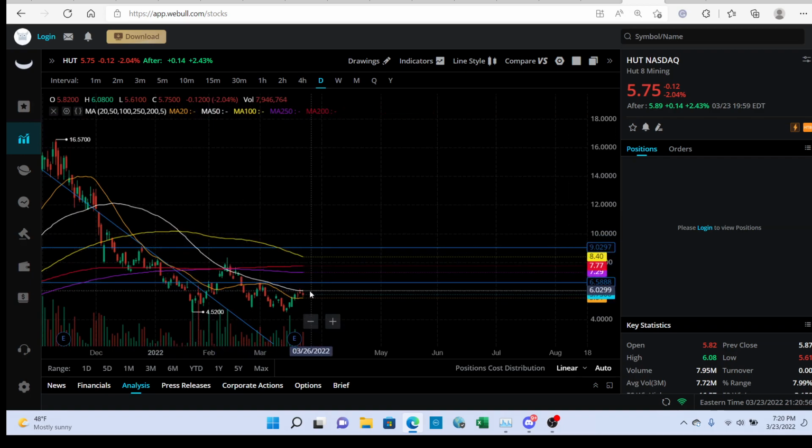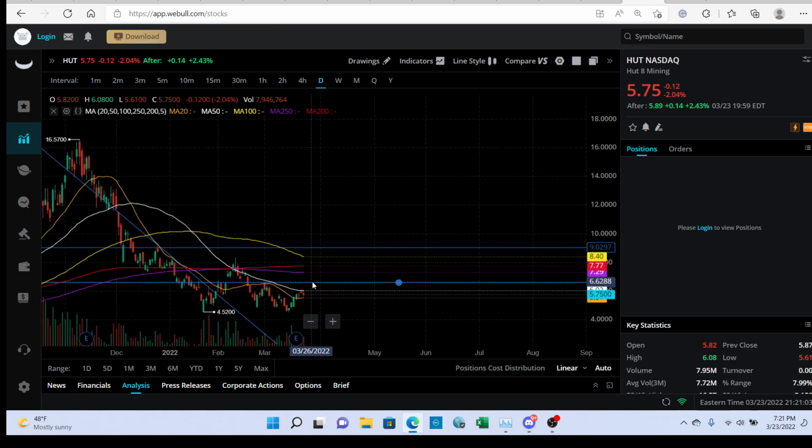If it does go above the 50-day, there is some resistance right here at around 662. And then if we do get above that, I think we could retest the 200-day right around 776.